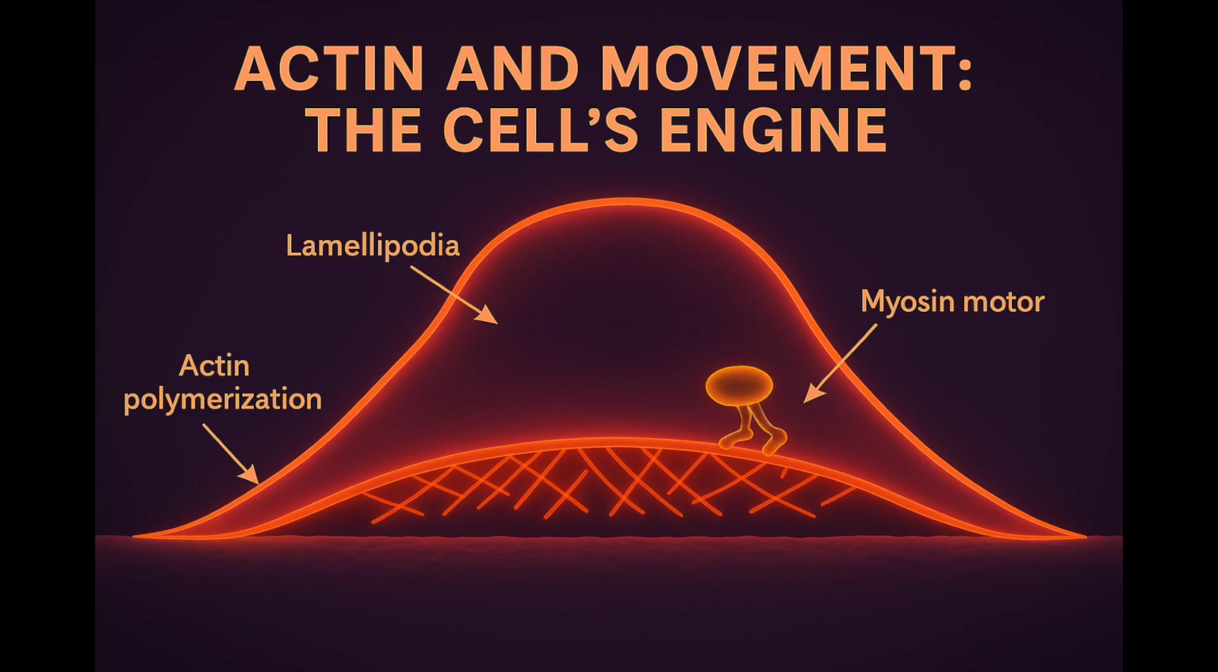Actin polymerization at the front edge generates pushing force. Meanwhile, at the rear of the cell, actin interacts with myosin, forming contractile units that pull the cell body forward. This combination, pushing at the front, contracting at the back, is the fundamental engine behind cell migration. We see this every day in wound healing, immune cells chasing bacteria, developing tissues during embryogenesis, and cancer metastasis. Wherever a cell needs to move, actin is leading the way.